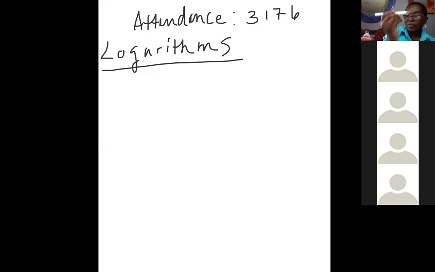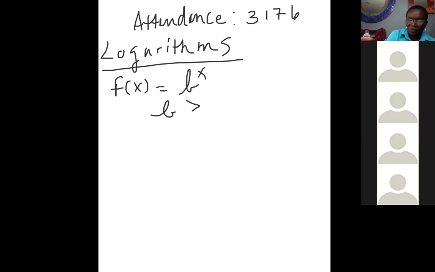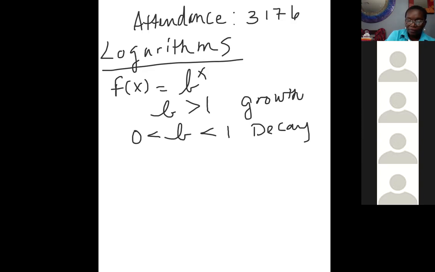So we were talking about logarithms last class. We looked at the exponential functions in the form of f of x is equal to b to the x, where b is the base, okay? x is the exponent. We said if the value of b is greater than 1, this would indicate an exponential growth function. However, if the value of b is less than 1 but greater than 0, this would indicate an exponential decay function.